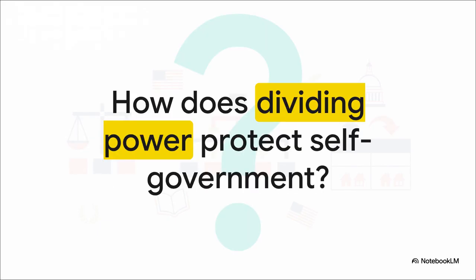To briefly recap, the Constitution organizes power through very careful horizontal and vertical divisions. Which brings us to our final transfer question. How does dividing government power help protect self-government?